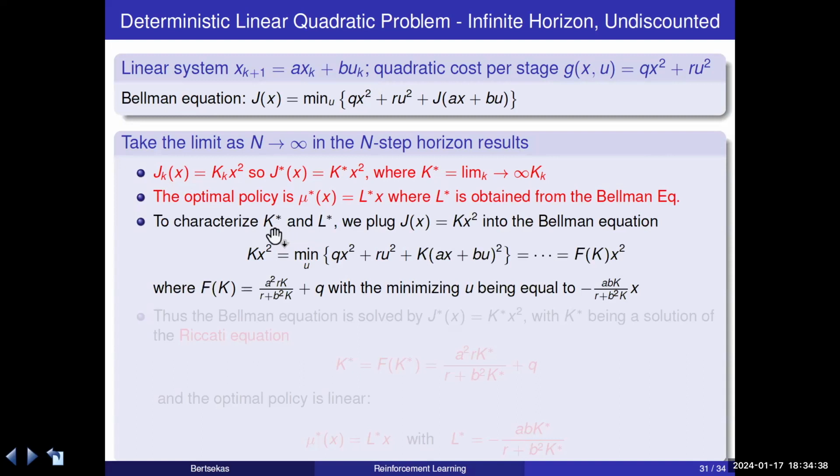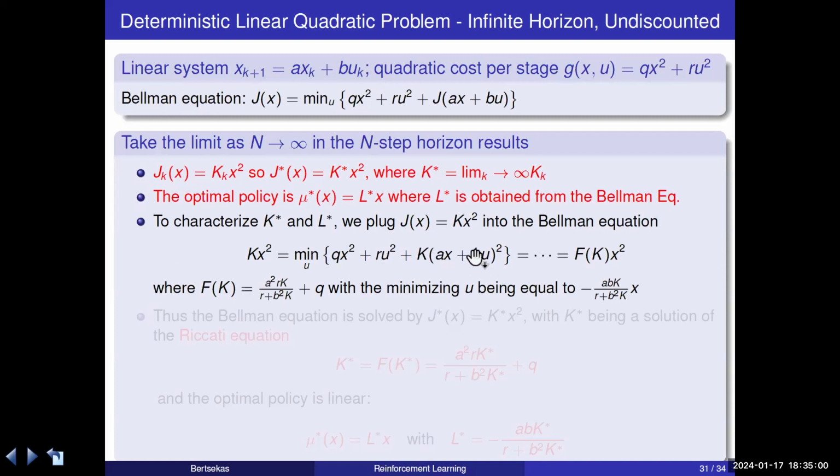Okay, so let's see what's the form of K star and L star. We plug in this quadratic expression into Bellman's equation, and we obtain this, right? Now, this minimization is quadratic in U. It can be done in closed form.